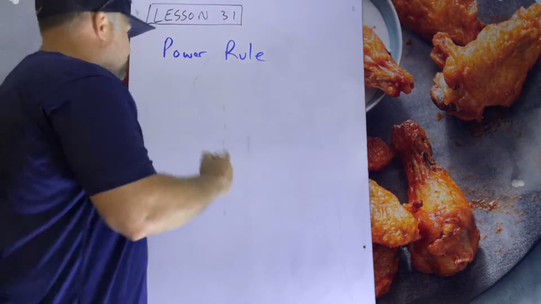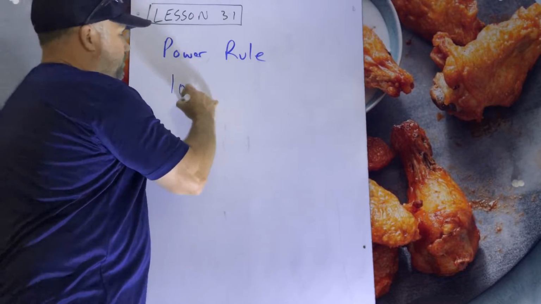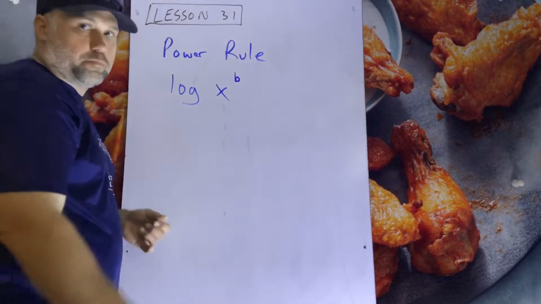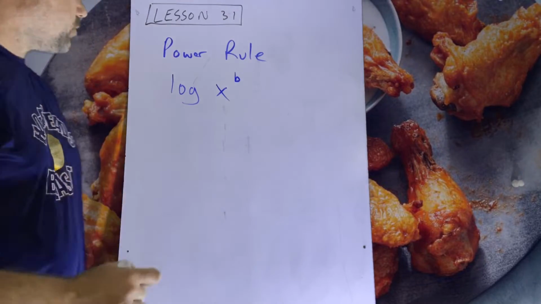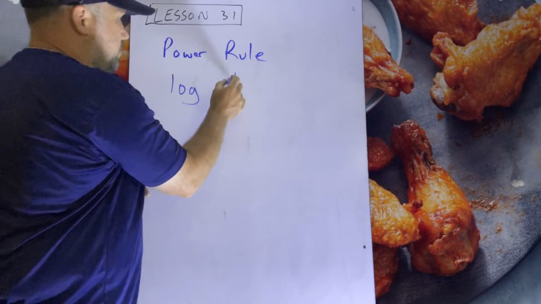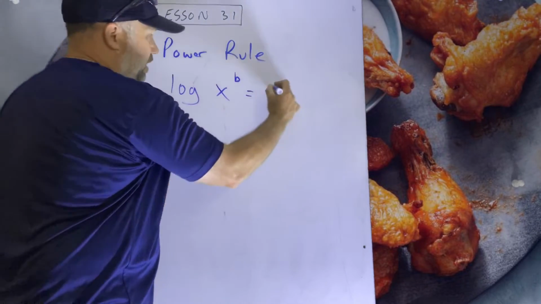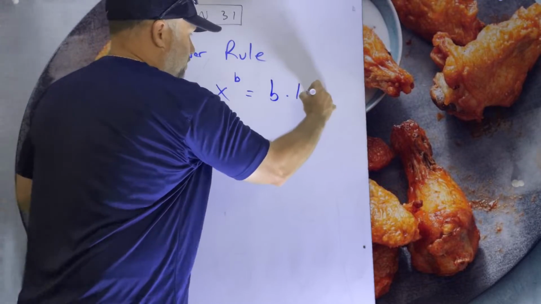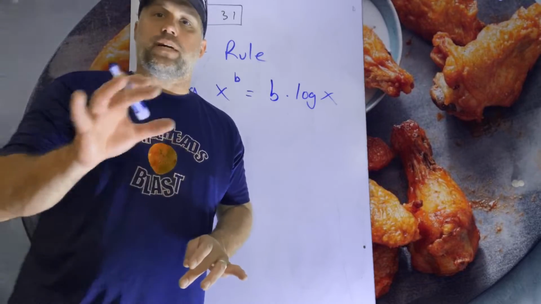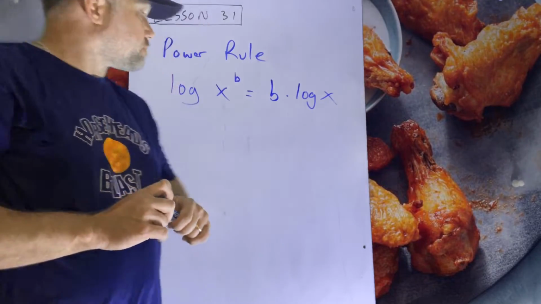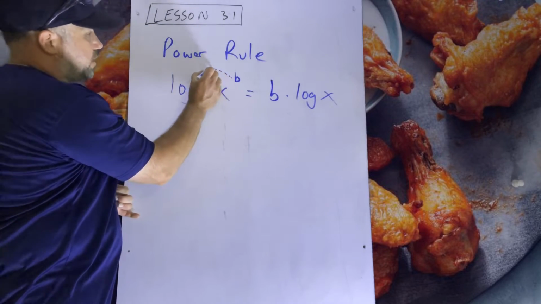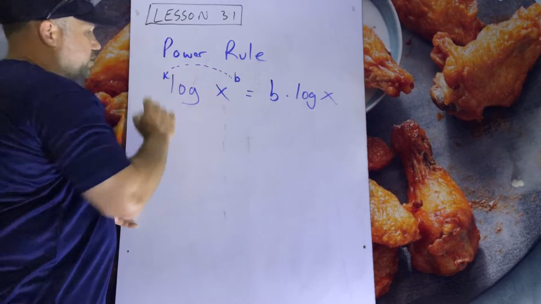So, power rule of logarithms. The power rule of logarithms says that if I take the log of some number x raised to some power, I'm going to call it just b, what the power rule tells us is that I can take this exponent b right here and move it to the front of the log and change this to b times the log of x. Now that's a bunch of letters there, but I'll show it to you with numbers in just a second. So there is the power rule of logs, though. It tells us that this exponent right here can come to the front of our logarithm.